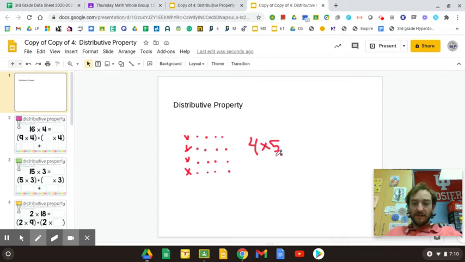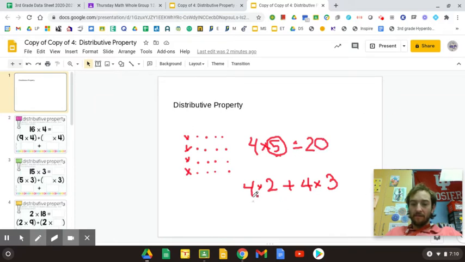So what we can do is take this 5 and split it into a 2 and a 3, because 2 plus 3 equals 5. That's where I got those numbers from. So when you want to split it, you find two numbers that add up to it. Then we take the 4, multiply 4 times 2, multiply 4 times 3, and we'll add those back together. Okay, so we know 4 times 5 equals 20. That's simple. We know that part.